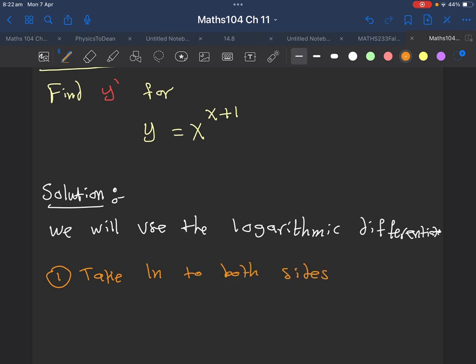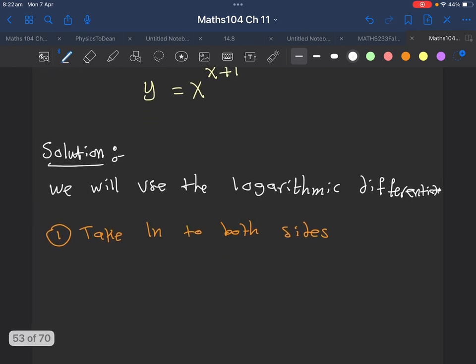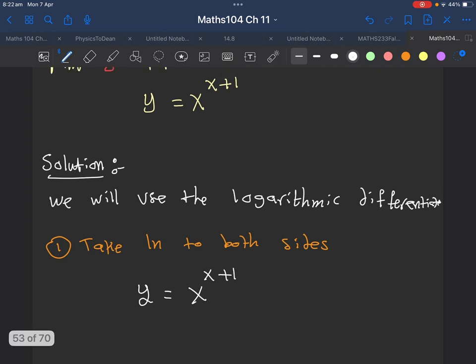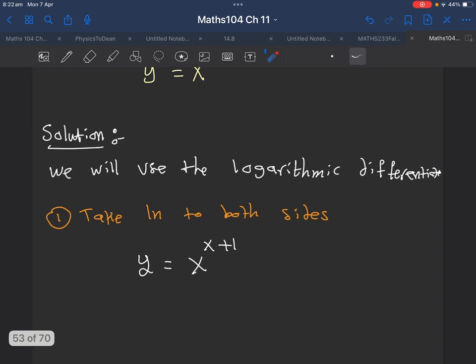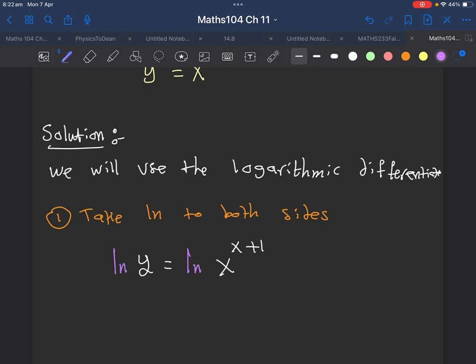Now, what do we mean by take ln to both sides? Well, just keep y equals x to the x plus 1. Remember, this is variable to the power of variable. So we have a variable here, a variable in the power. This is something we have never counted before. What we counted was x power 3 or 3 power x, number to variable or variable to number, but we have never been dealing with variable to variable. So what do we mean by take ln to both sides? It means all you need to do is put ln here and ln here.